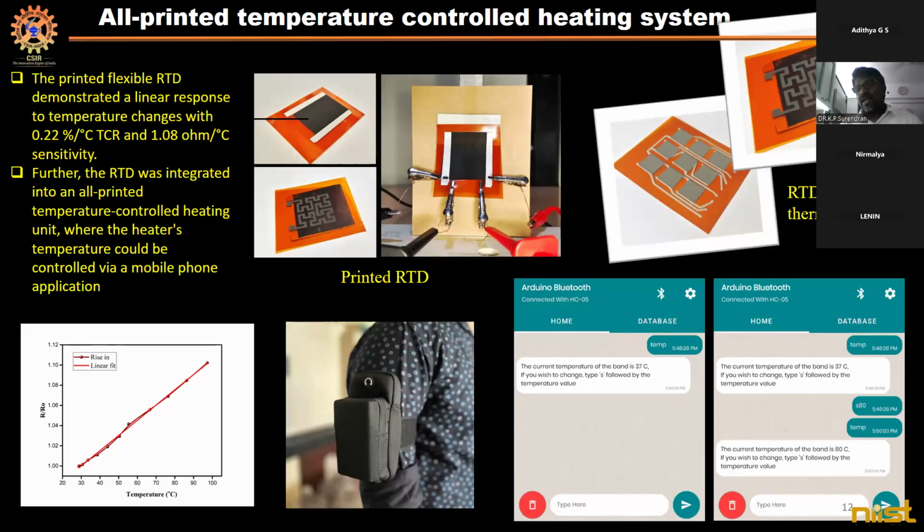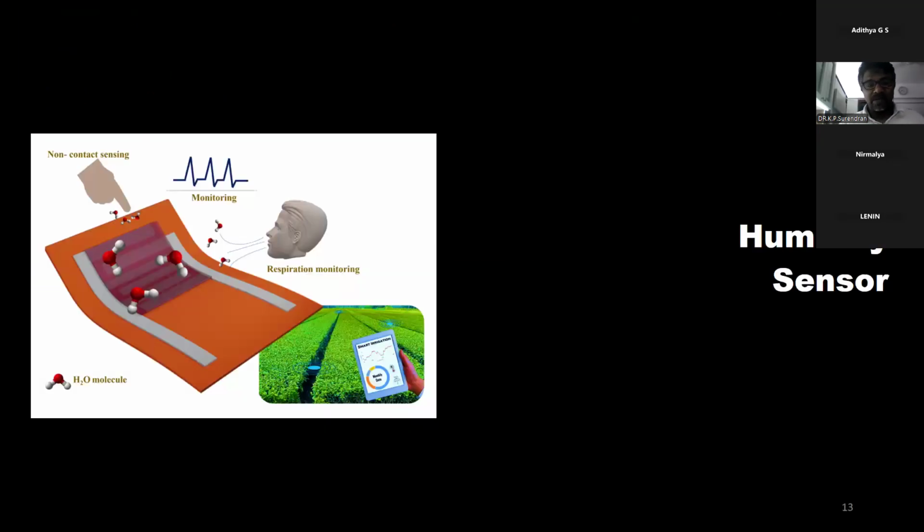That means a temperature contour mapping can be done using an array of temperature sensors. And this is the earlier result; even more advanced results we have, I'm not going to elaborate. And then another sensor that I'm going to talk about is the humidity sensor. A humidity sensor is something that senses humidity.